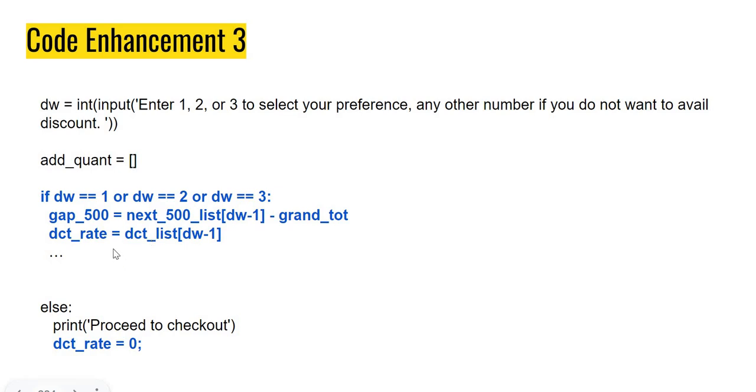Finally, if the user prefers to not avail the discount, he can definitely put, say, 4 or 0 or whatever. Any number which can be converted to an integer but is not 1, 2, or 3 will bring the user to the else side. We just say proceed to checkout, and we do that by saying discount rate is equal to 0. Of course, as we do this, there'll be a few other changes, but let's go through this in the code and do it slowly.